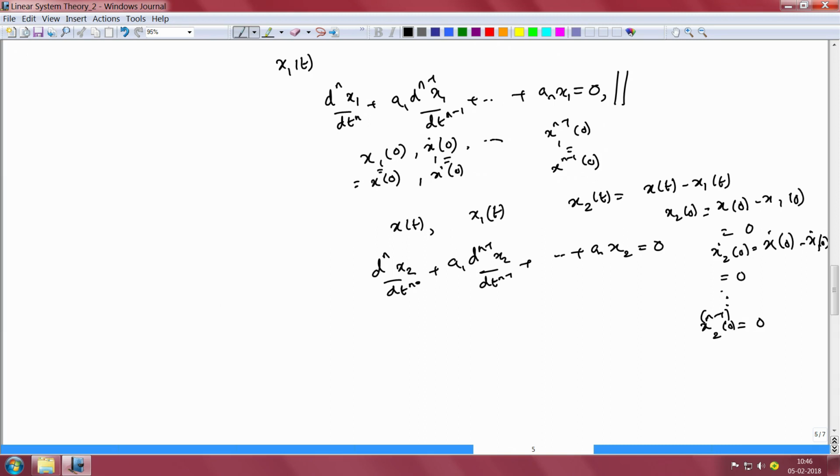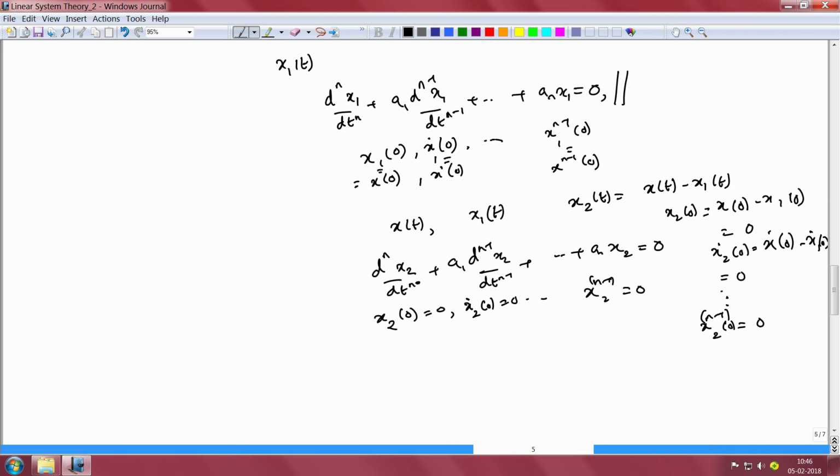So, if x2 is a solution, then x2 obeys the same differential equation with this new set of initial conditions: x2 of 0 equal to 0, x2 dot of 0 equal to 0, and so on and so forth up to the (n minus 1)th derivative of x2, which are all 0. Okay. So, that is the equation that x2 obeys. Now, what can we say about x2? If it obeys this differential equation and all its n minus 1 derivatives at time t equal to 0 are 0.